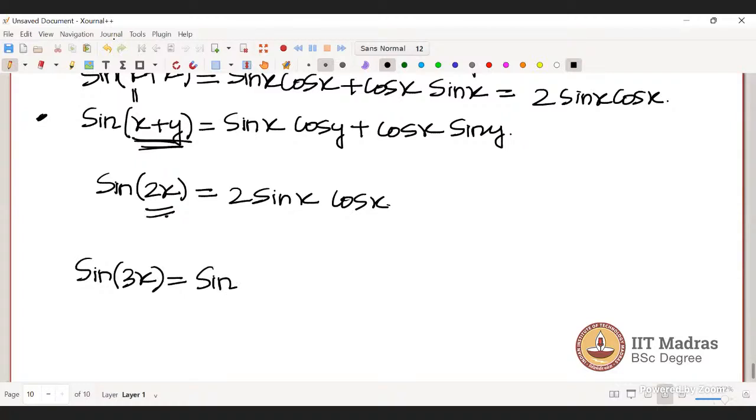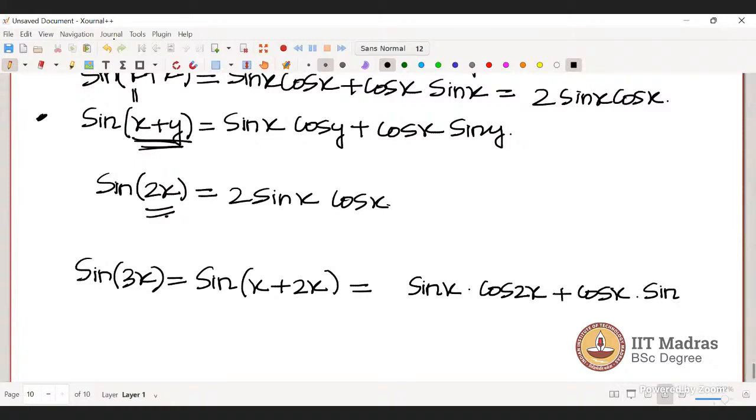So that will be sin x cos 2x plus cos x sin 2x. Yes, correct. I'm unable to get the value of cos 2x. That's where I got stuck actually. Cos 2x, right? Yes.